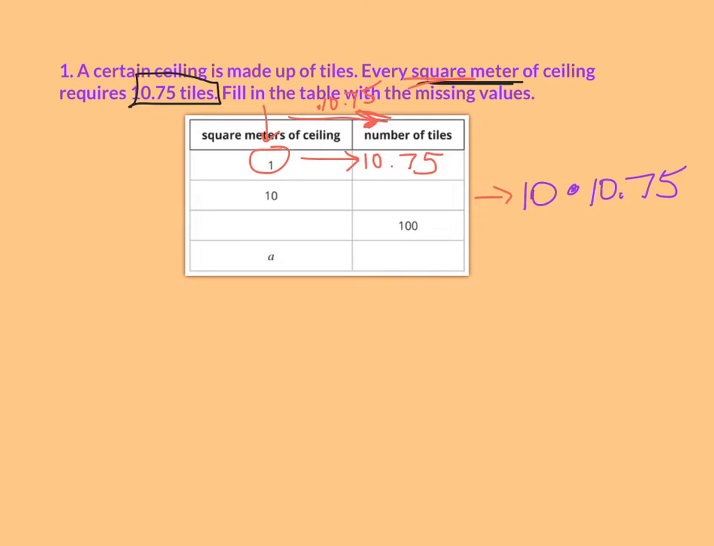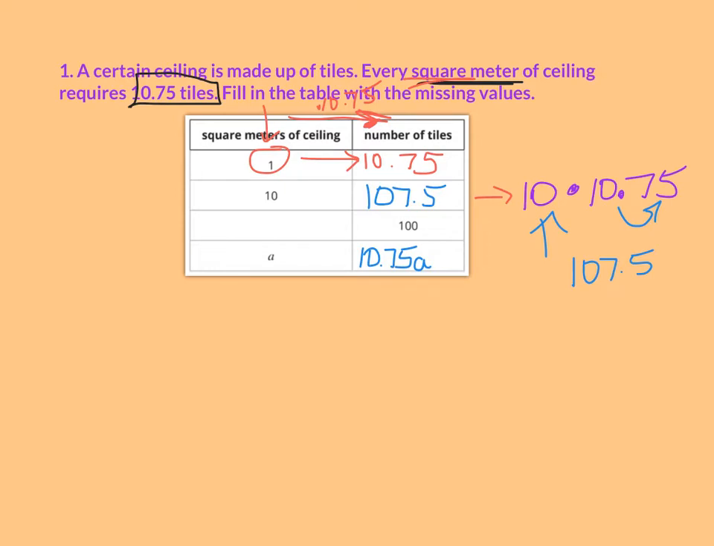So we know when we multiply by 10, because there's 1 zero, we move the decimal 1 place. So that means the answer will be 107.5. So that's an easy one. Well, they're all easy. We're going to skip this next one for now because we know we're going in the opposite direction. So we're on a roll, multiplying, going left to right. So A is the number of square meters of ceiling. Well, we know we're multiplying times 10.75, so that means we have 10.75A as our answer. Remember, when there's a number next to a variable, it means that they are multiplied.